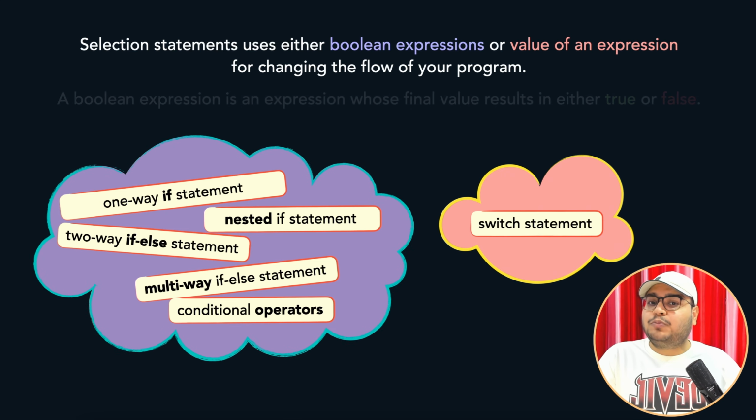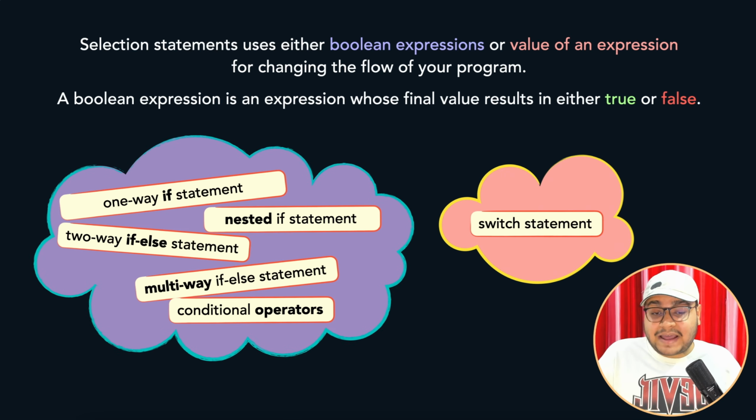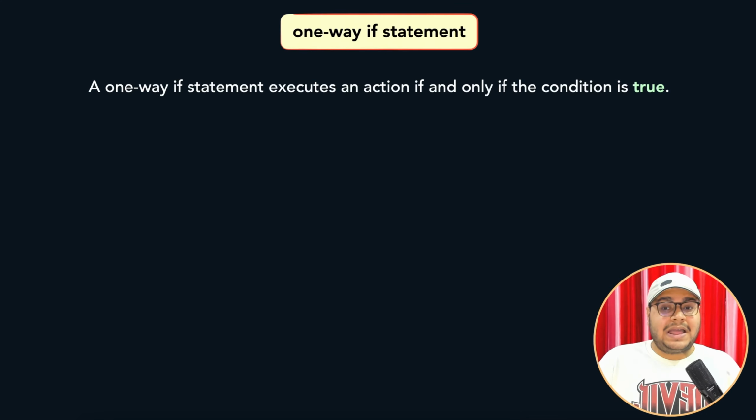We will first see how Boolean expressions, which are expressions that evaluate to either true or false, are used for altering the paths of your program. A one-way if statement in Java is a conditional statement that allows you to execute a block of code based on the results of a Boolean expression. If the expression evaluates to true, the code within the if block is executed, otherwise it is skipped.